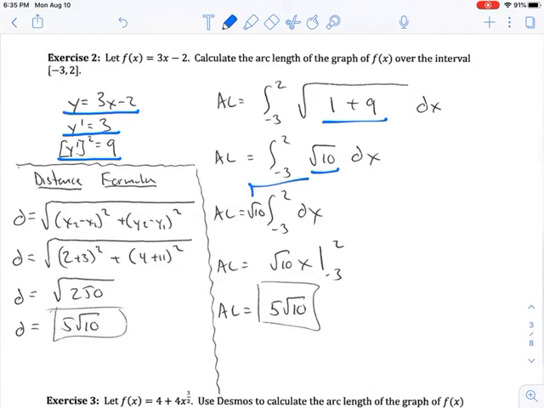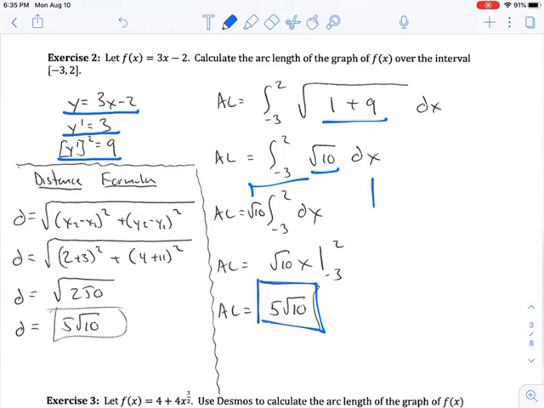And so the integral of 1 dx is x. So we have radical 10 x evaluated from -3 to 2. And we end up with 5 radical 10. So that was actually pretty easy, pretty straightforward. So I decided, well, let's do this using the good old-fashioned distance formula, because we have this function 3x minus 2.